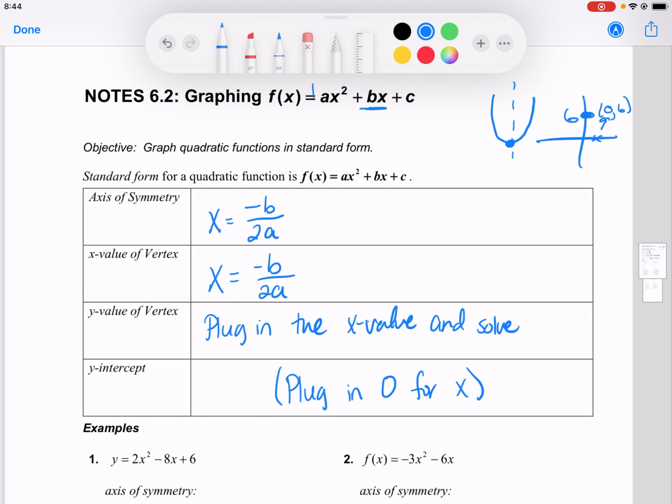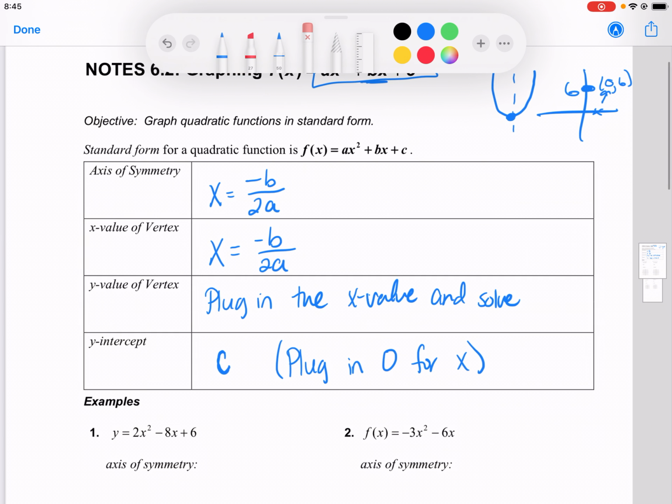Now if you think about it in this general equation, if I do a times 0 squared plus b times 0 plus c, that's the same thing. A times 0 squared is just 0, b times 0 is 0, and then we've got plus c. So 0 plus 0 plus c is just c. So the y-intercept is always c, or the constant at the end. So constant means there's no variable on it. And that's why it's always c.